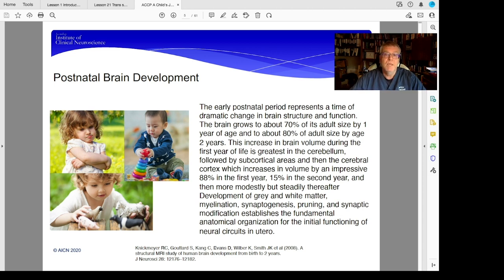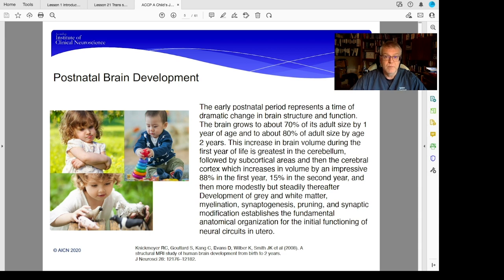And the increase in brain volume during that first year is very great in the cerebellum, followed by the subcortical areas, and then the cortex, which increases in volume by an impressive 88% in the very first year. Okay, so it's a very fast-growing area of the brain, and all areas are growing fast in those first 2 years. So it's a very important time in life.